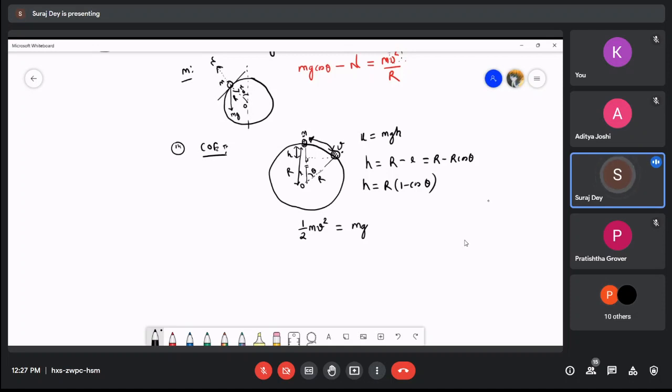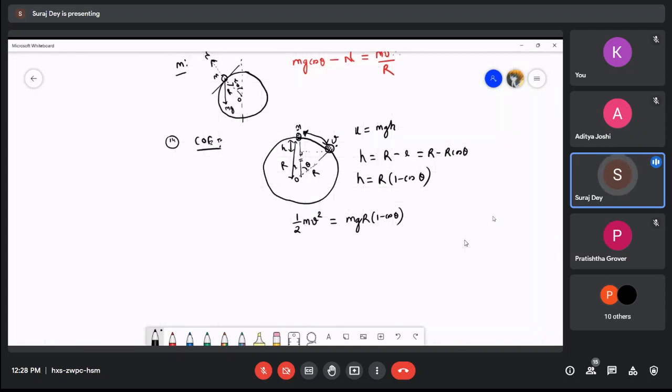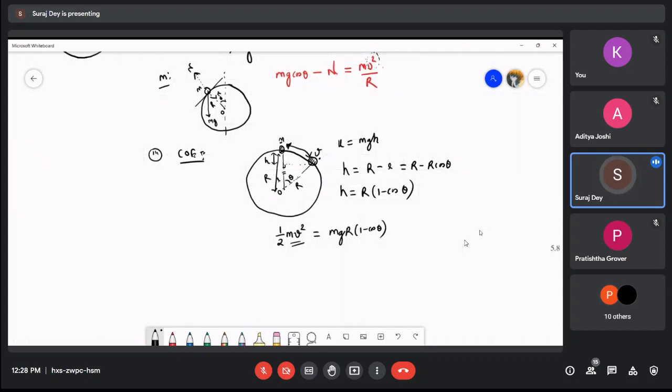So you can just directly write this equation. And now it's easy to solve, and you can get what our mv square is. Note that in this equation we need mv square by r. So I can just directly solve for mv square by r itself. And this will be twice mg (1 minus cos theta).